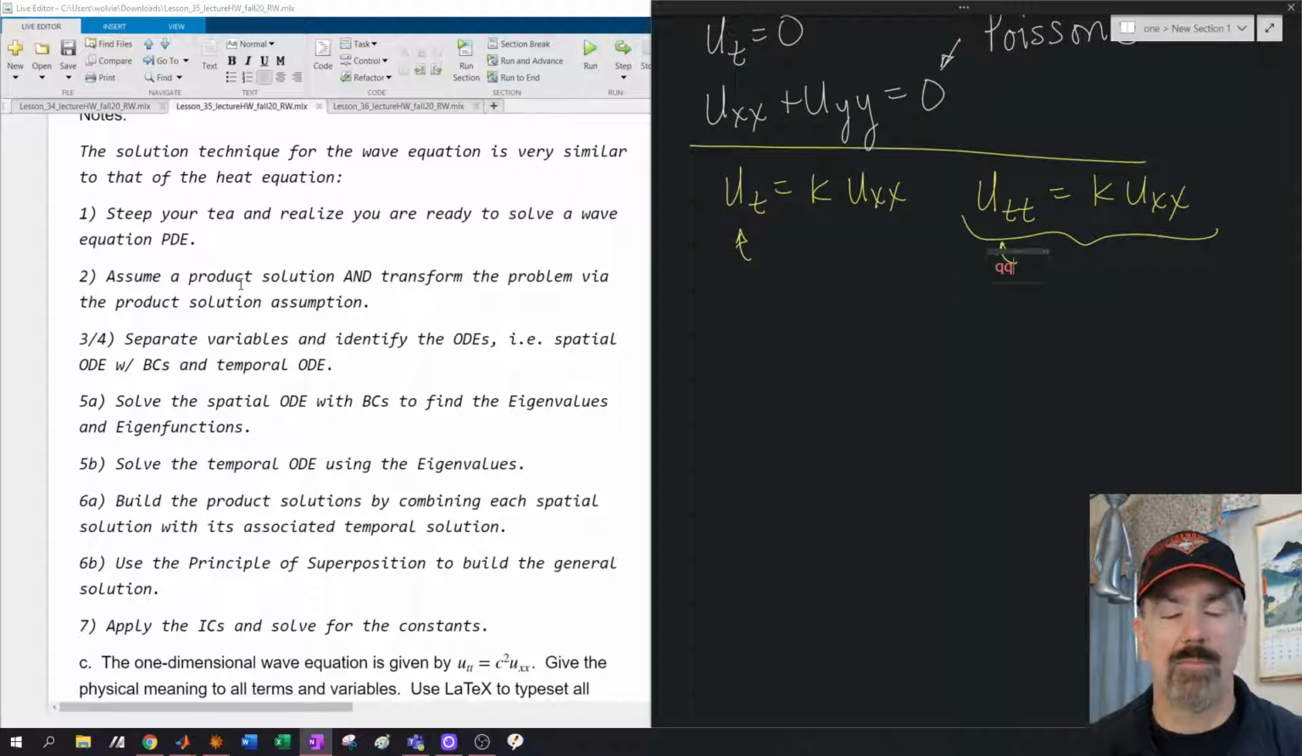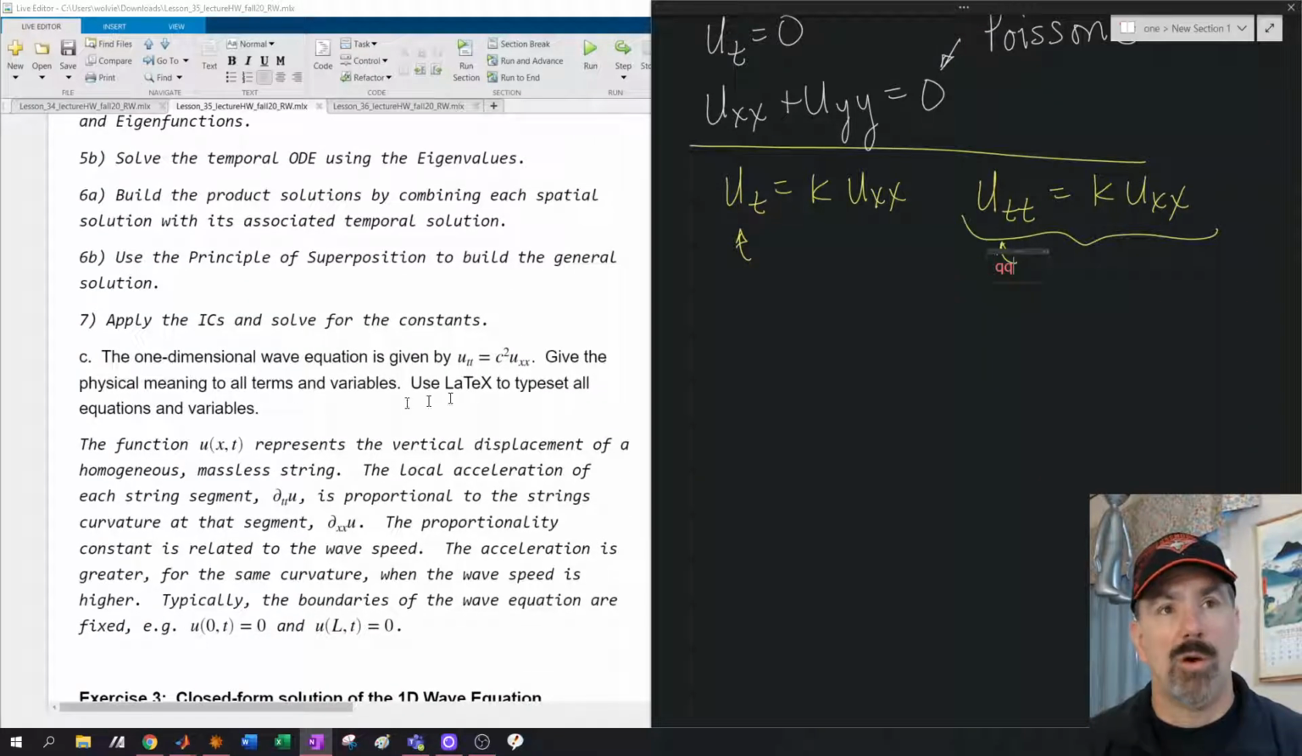We're going to assume a product solution and then modify the problem given our assumption of product solution. We're going to separate the variables, and we're going to build 2 independent ODEs, one spatial ODE and one temporal ODE. And then in step 5, we're going to solve those 2 ODEs, starting of course with the spatial ODE. That's what's going to give us our eigenvalues and eigenfunctions. And then in step 6, we're going to build the product solutions, and then we're going to take those product solutions under the principle of superposition and create a general solution. And then finally, we'll apply the initial conditions in order to find the constants.